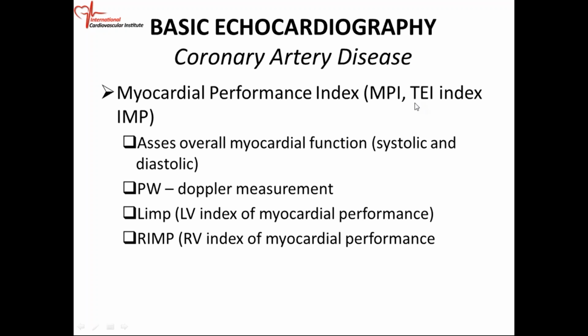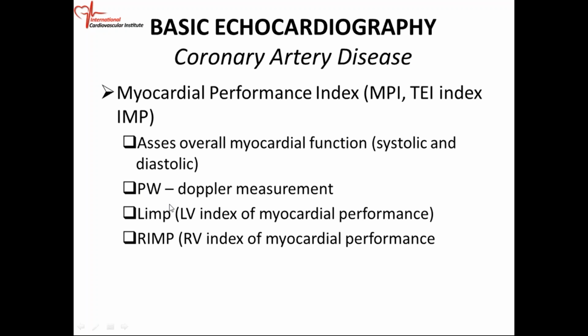Now, the Tei index, we did it when we looked at the right side of the heart. The myocardial performance index, we can do it on the left side as well. It's also called the Tei index. When we do MPI, we look at the overall function. It's an assessment of the overall myocardial function. So we're looking at both systolic and diastolic function. Okay. So the MPI looks at the overall function of the heart.